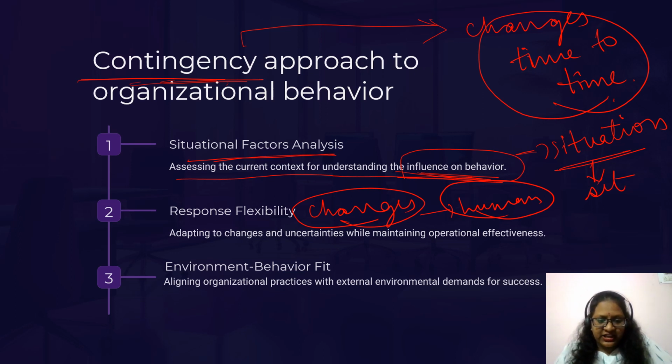Next would be the environment behavior fit: aligning organizational practices with external and environmental demands for success. Here we have a few factors which are influencing an organization in detail. We would be learning about it in the further videos. Now let's see the key principles of it.